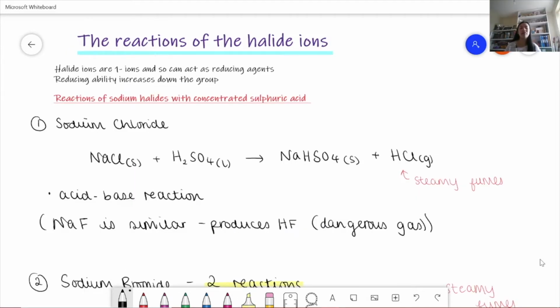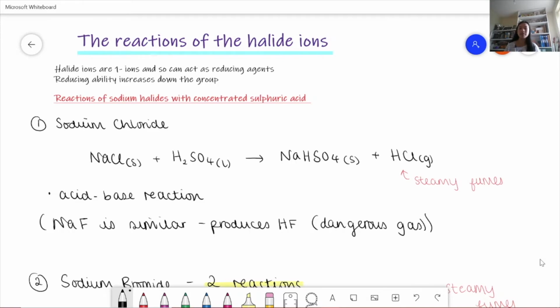Now we're going to look at the reactions of the halide ions. And so halide ions are always 1- ions, and that's because the halogens are in group 7, so they want to gain an electron. And so they form 1- ions, and so this means they can act as reducing agents because they can give away this electron to reform halogens, and so it reduces the thing that's trying to be reduced.